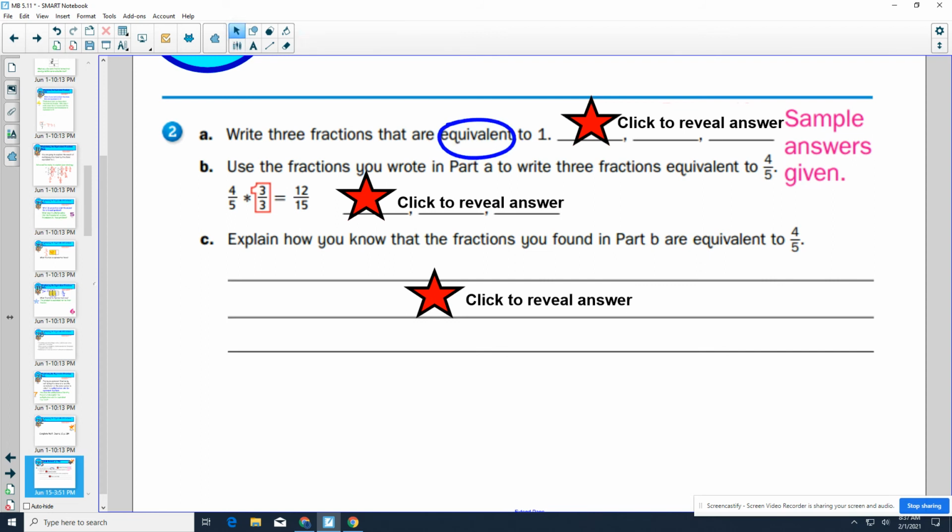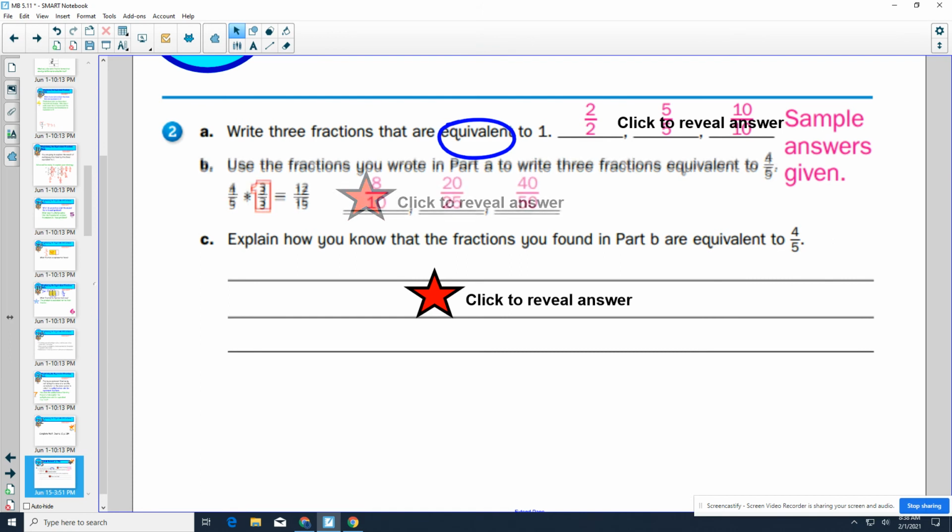Yours may not be the same as mine, which is fine, but I have 2/2, 5/5, and 10/10. So again, any fractions with the same numerator and denominator. The second part says use the fractions you wrote in part A to write 3 equivalent fractions to 4/5. So let's look at that.